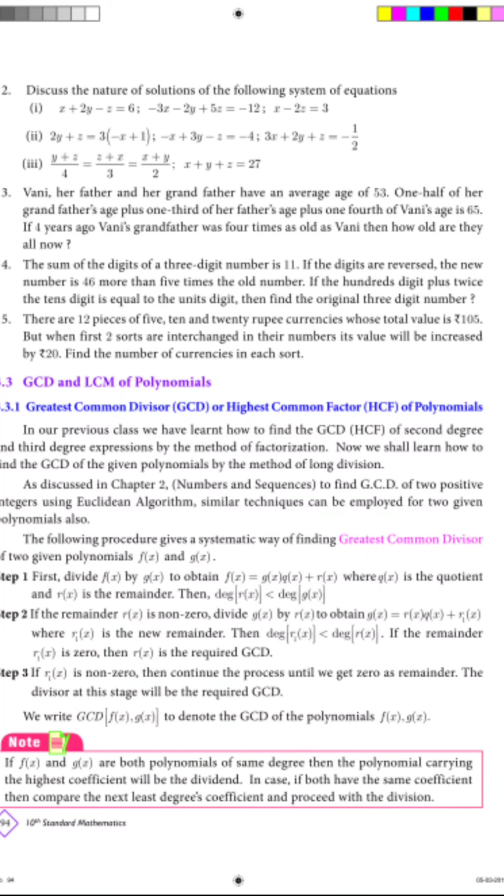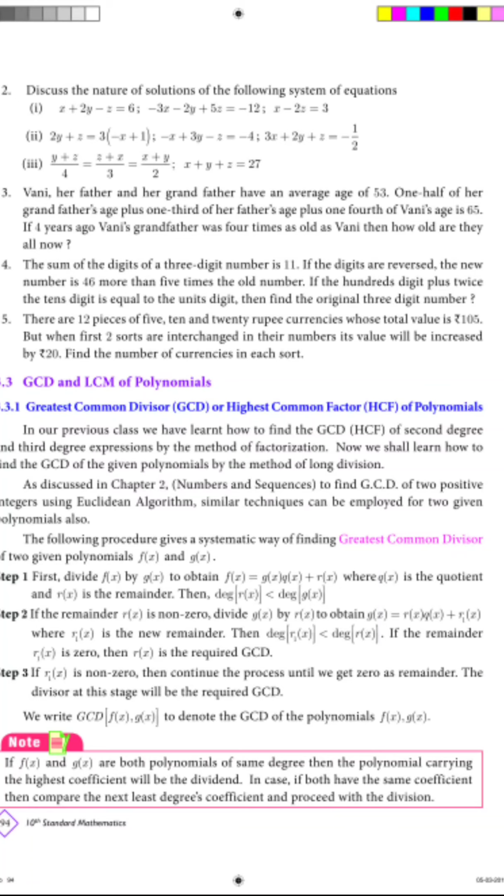Okay, let us see. There are 12 pieces of 5, 10, 20 rupee currencies whose total value is 105. So in one sentence, two pieces of information are given: how many pieces of notes and what is their value. With that we have to frame two equations. 5 rupee note, 10 rupee note, 20 rupee note. Assume their digits, and there are 12 pieces, and value means each digit should be multiplied by the value. Then their total value is 105.